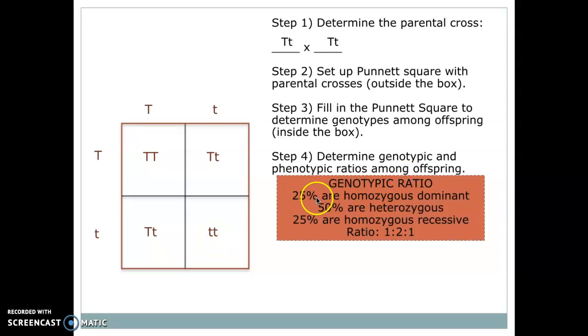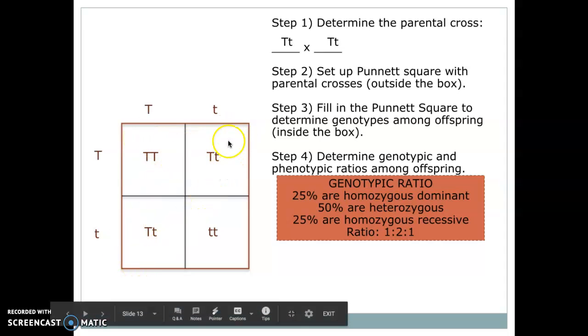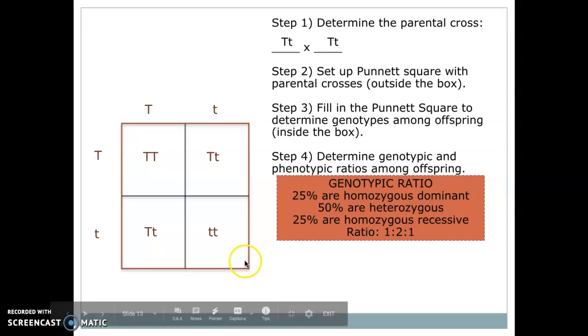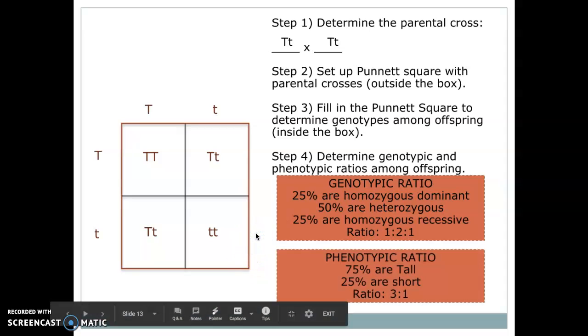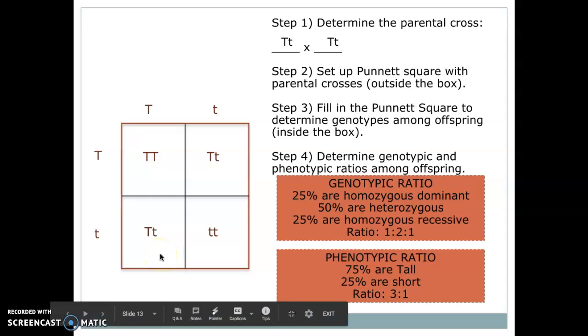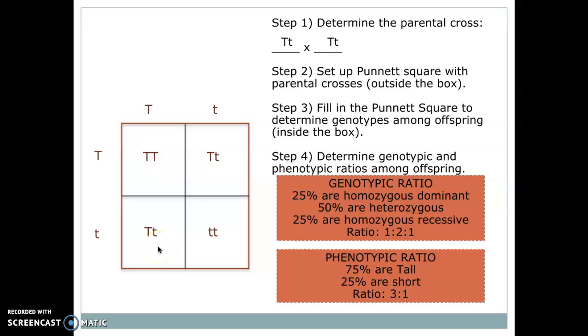So my genotypic ratio is 25% homozygous dominant, 50% heterozygous, and 25% homozygous recessive, or 1, 2, 1. That is my ratio. My phenotypic ratio, 3 out of the 4 are going to be tall because 3 out of these 4 boxes have a capital T. So 75% tall and 25% short, or a ratio of 3 to 1.